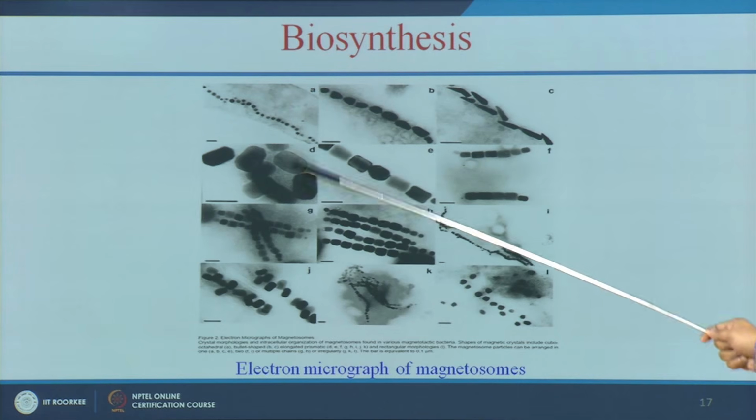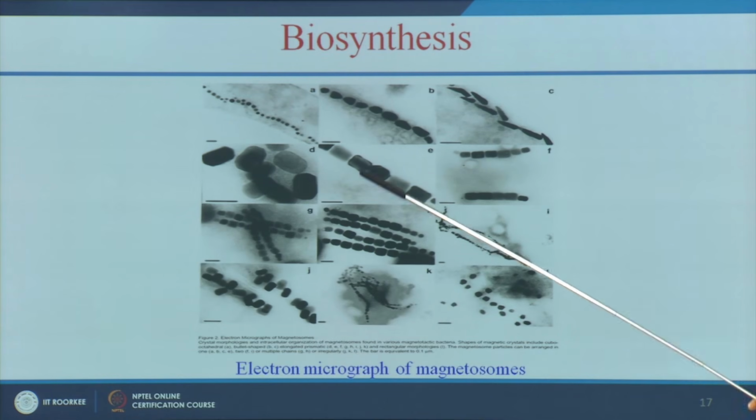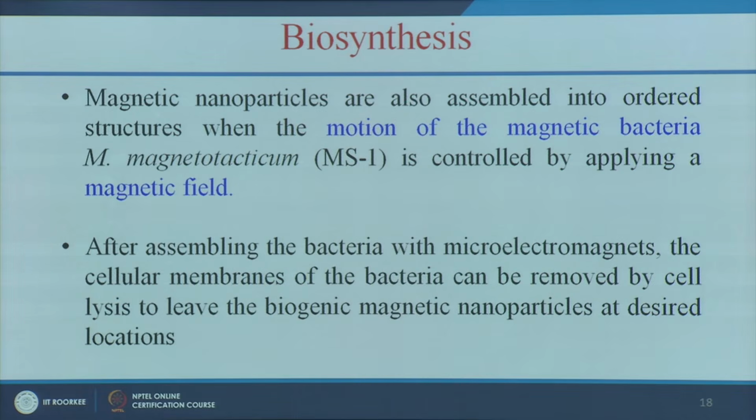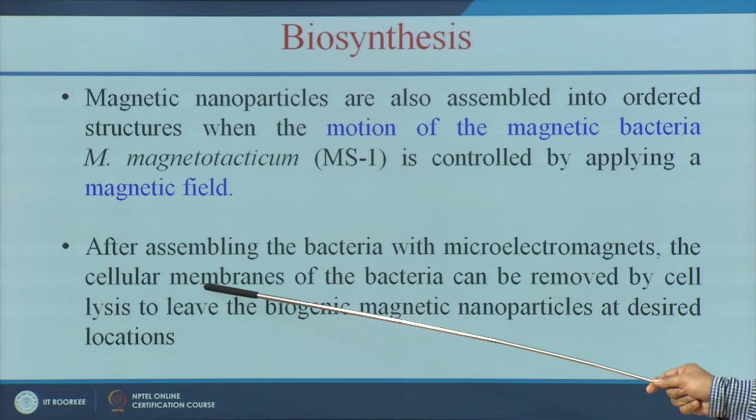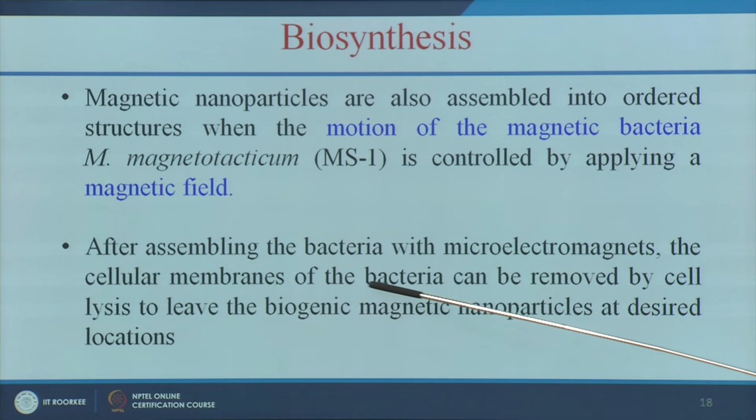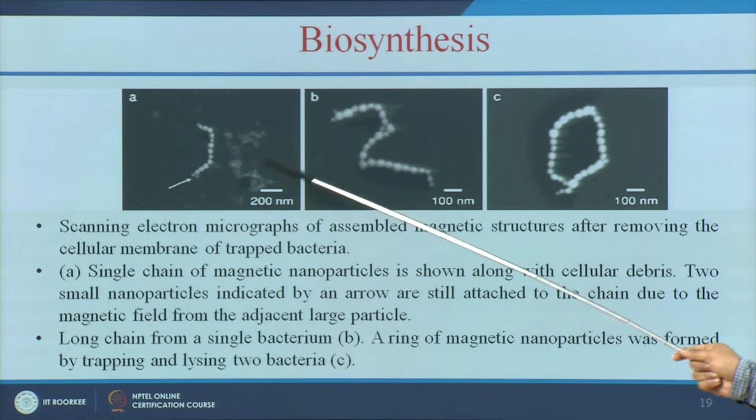Here you can see beautiful pictures of these magnetosomes containing magnetic nanoparticles. Another advantage of this magnetic bacteria is that we can assemble these magnetic particles by applying an external magnetic field. By simply applying the external magnetic field, we can arrange the magnetic bacteria. After assembling the bacteria with micro electromagnets, we can remove the cell membranes. How can we remove the cell membranes? We can add some lysis solution, which can lyse the cell membrane and leave the nanoparticles intact.